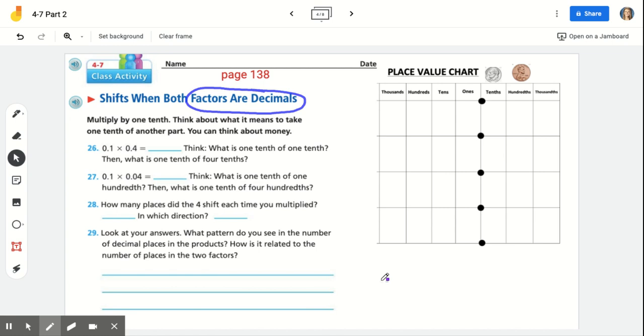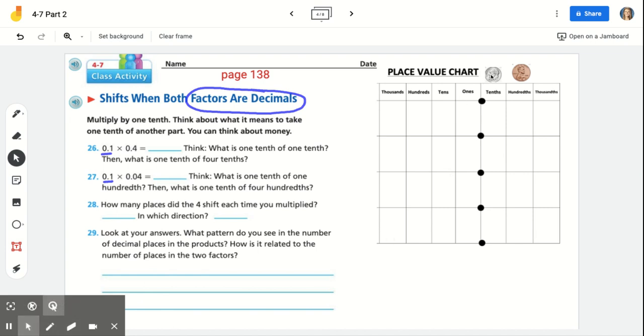So the directions up here, read along with me, says multiply by 1/10. Think about what it means to take 1/10 of another part. You can think about money. So for numbers 26 and 27, again, we're going to be multiplying 1/10. For 26, we're multiplying 1/10 times 4/10. And it says, think, what is 1/10 of 1/10? Then, what is 1/10 of 4/10? And again, they gave the hint to think about money.